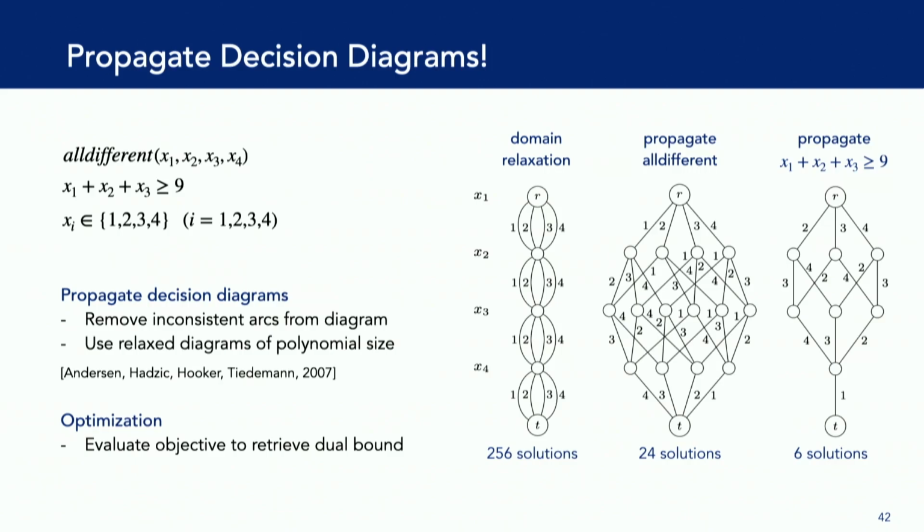And in fact, we can also use it for dual bounds by optimizing over the diagram later. And this was the paper I was talking about in the very beginning when I was so excited about this application, the 2007 paper by Andersen, Hadzic, Hooker, and Tiedemann, who first introduced relaxed diagrams in the context of propagation. And they already showed orders of magnitude possible improvement in terms of speed-ups for the solver. So there's a lot of power in these diagrams.